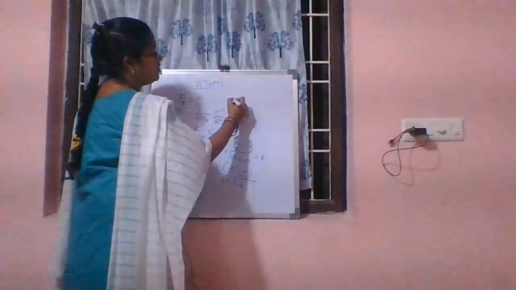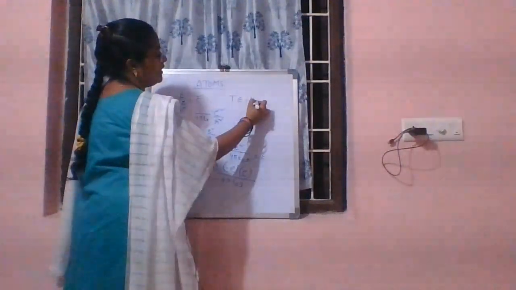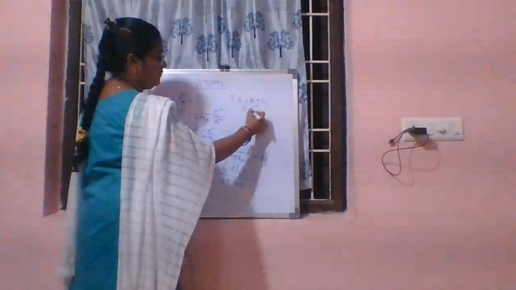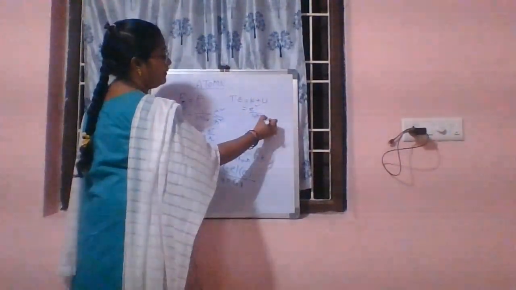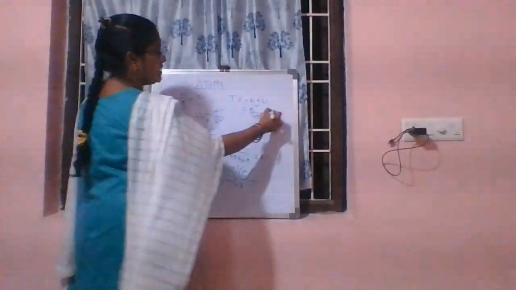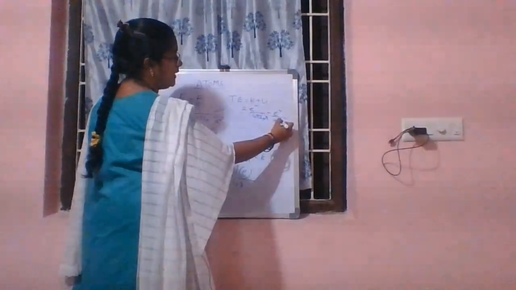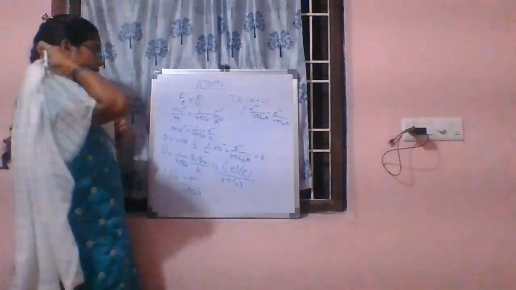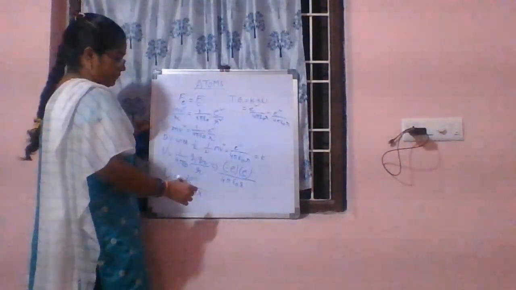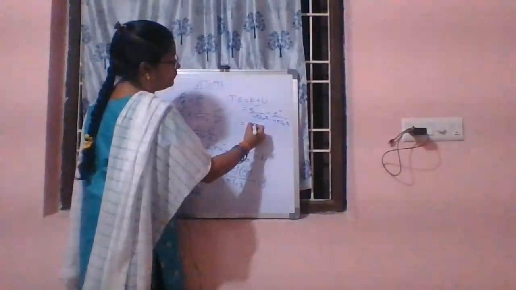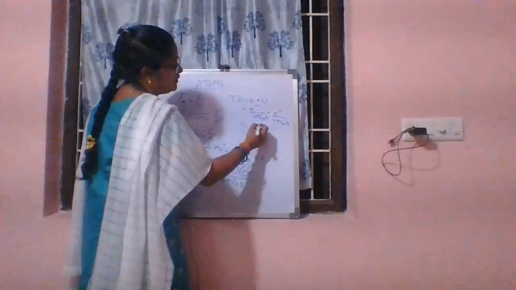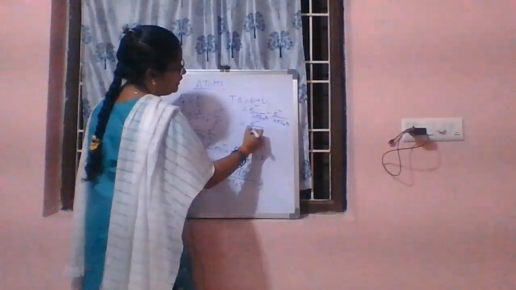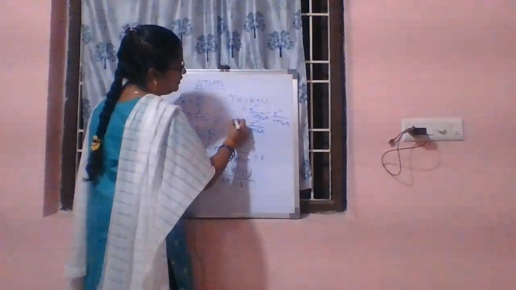So total energy equals kinetic energy plus potential energy, equal to e square by 4 pi epsilon naught R minus e square by 4 pi epsilon naught R. From this we can write 1 by 4 minus 1 by 2 times e square by pi epsilon naught R, which gives minus e square by 8 pi epsilon naught R. This is the total energy.